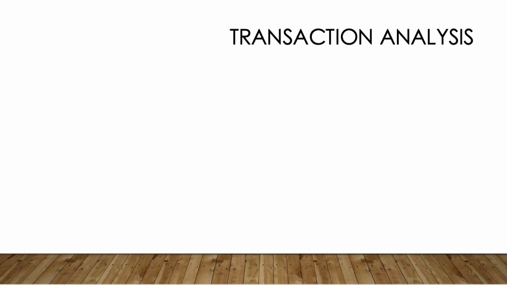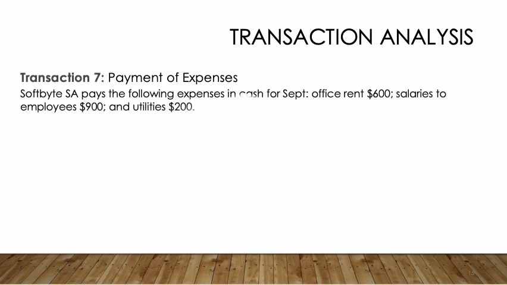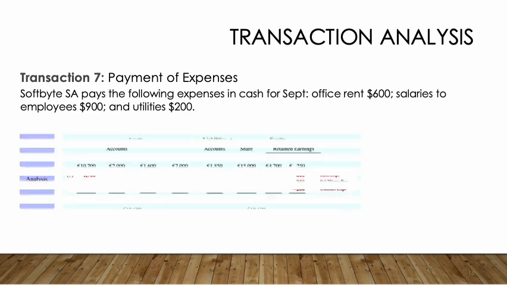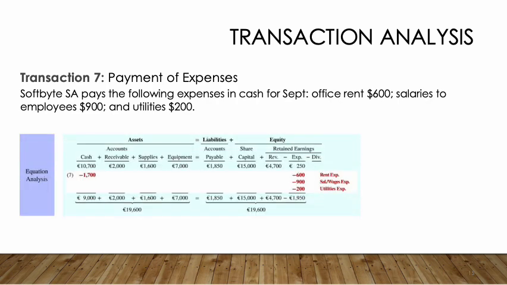The seventh transaction. In this example, we're going to pay off a series of expenses. SoftBite SA, we've got the following expenses for September. Office rent of $600, salaries of $900, and utilities of $200. These are all expenses. And so let's take a look here. We've paid cash for all of these expenses.